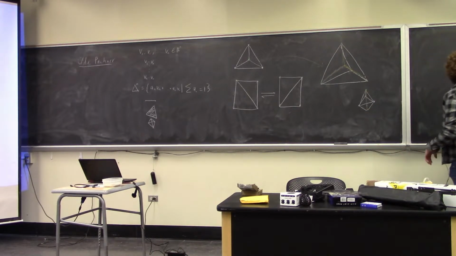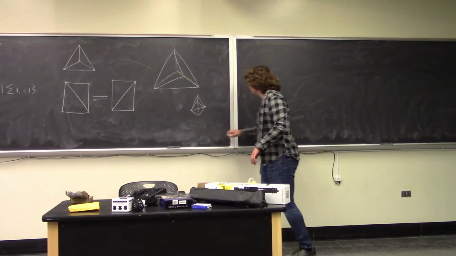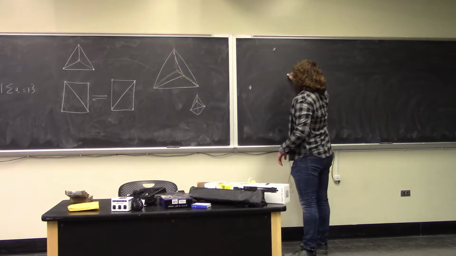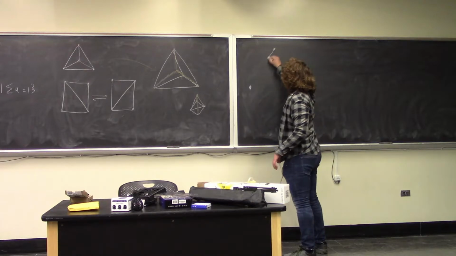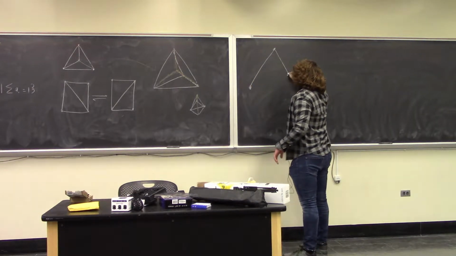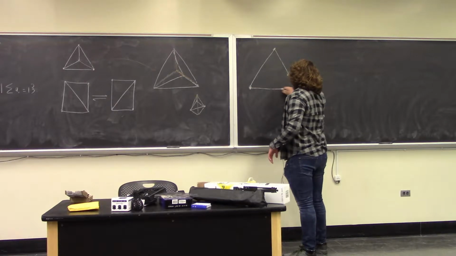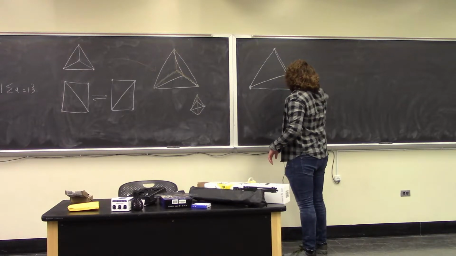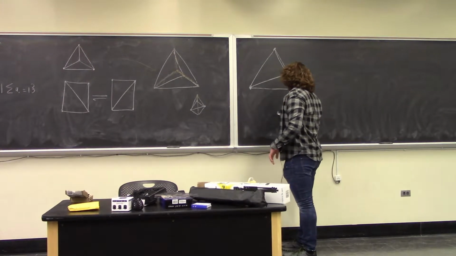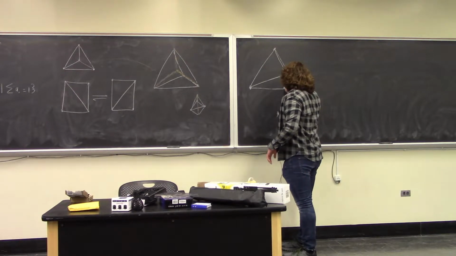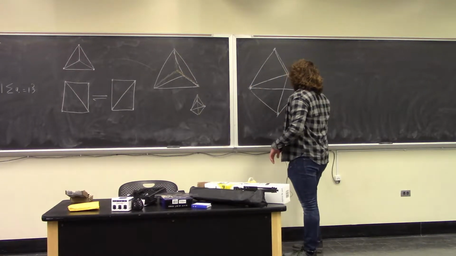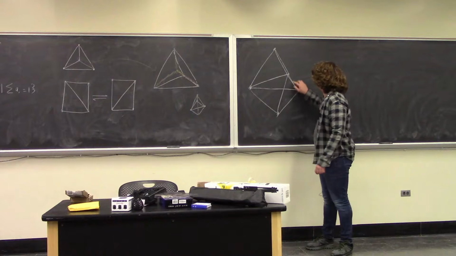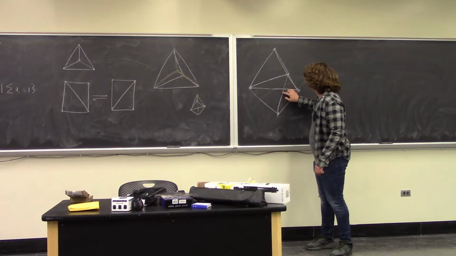I should draw a bigger picture just so everyone can see. Alright, here is one of our tetrahedra. And here is our second tetrahedron. Does everyone see the two tetrahedra? Is my drawing clear enough? I can dot this just to make it clear which one is behind.